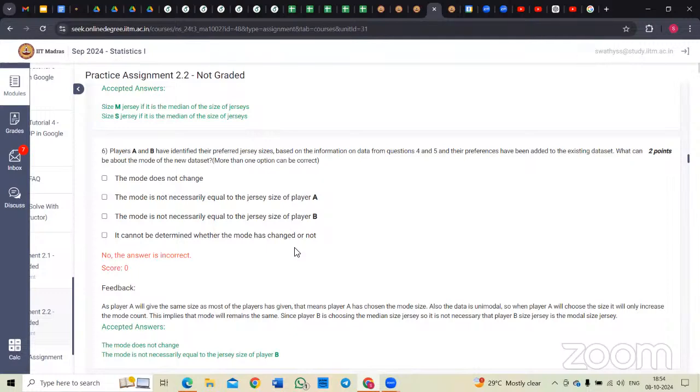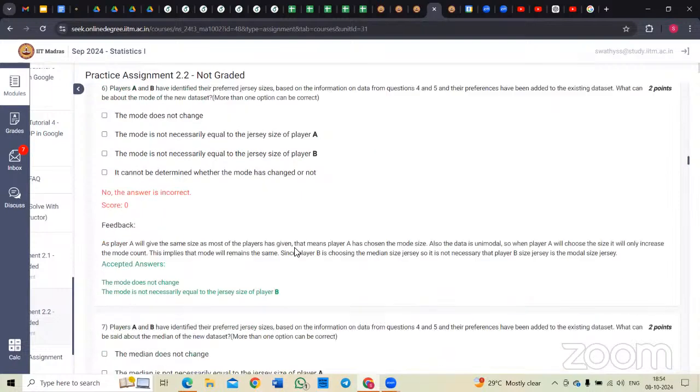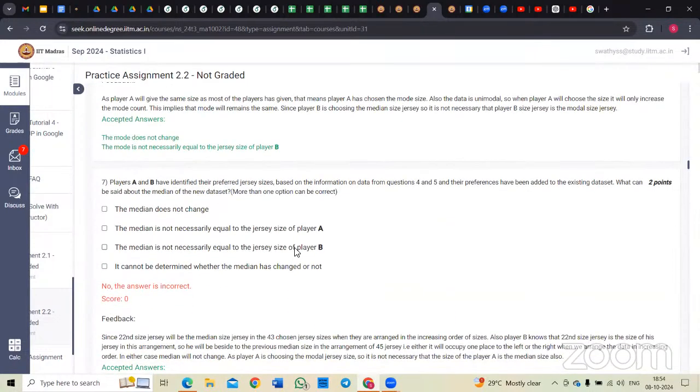Ma'am, question number 7 also, please. Yeah, same here. Question number 5 as well, ma'am. Okay, just a second. And question number 11. The question is the same as the seventh. We are talking about what can be said about the median of the new data set. Same, the median will not change, correct? Yes, ma'am, the median will remain the same only.